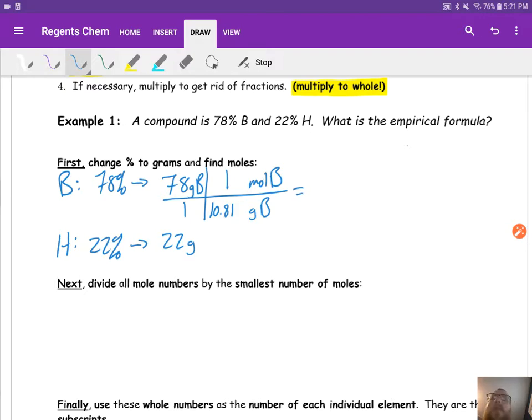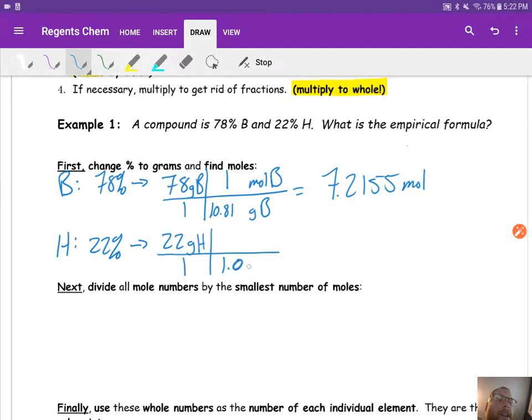So do the math. Now, when you do this, do not worry about sig figs and rounding until the very, very end of a problem. So for now, we're going to carry out like 3 or 4 decimals. So 7.2155 moles is what we would get when we do that division. We're going to do the same process with hydrogen. The only thing that's going to change is the molar mass because we have a different element.